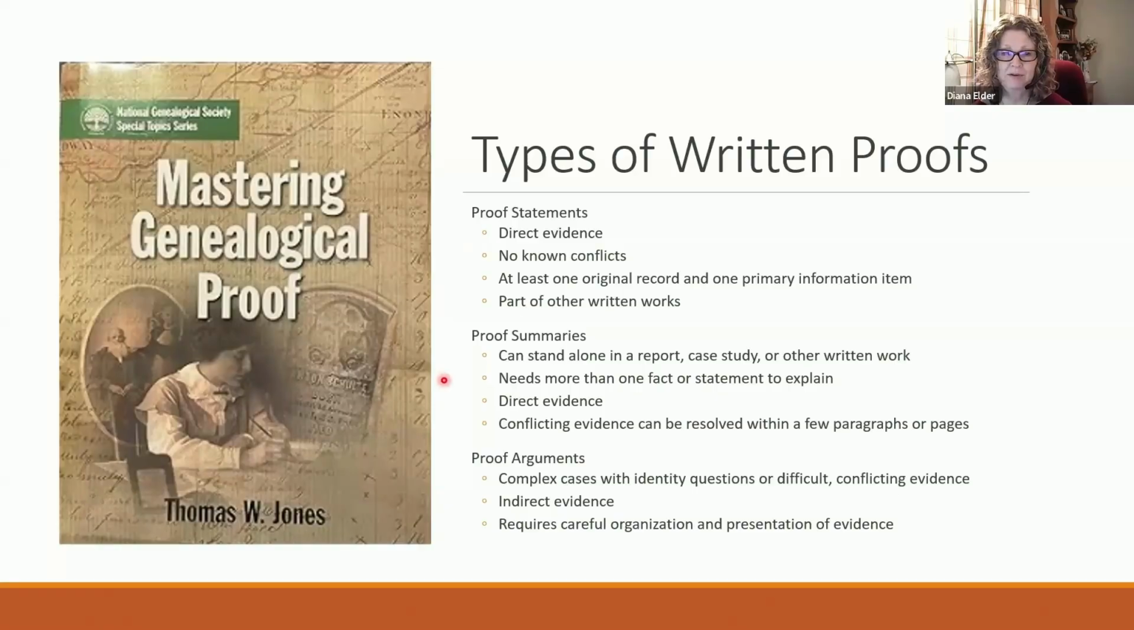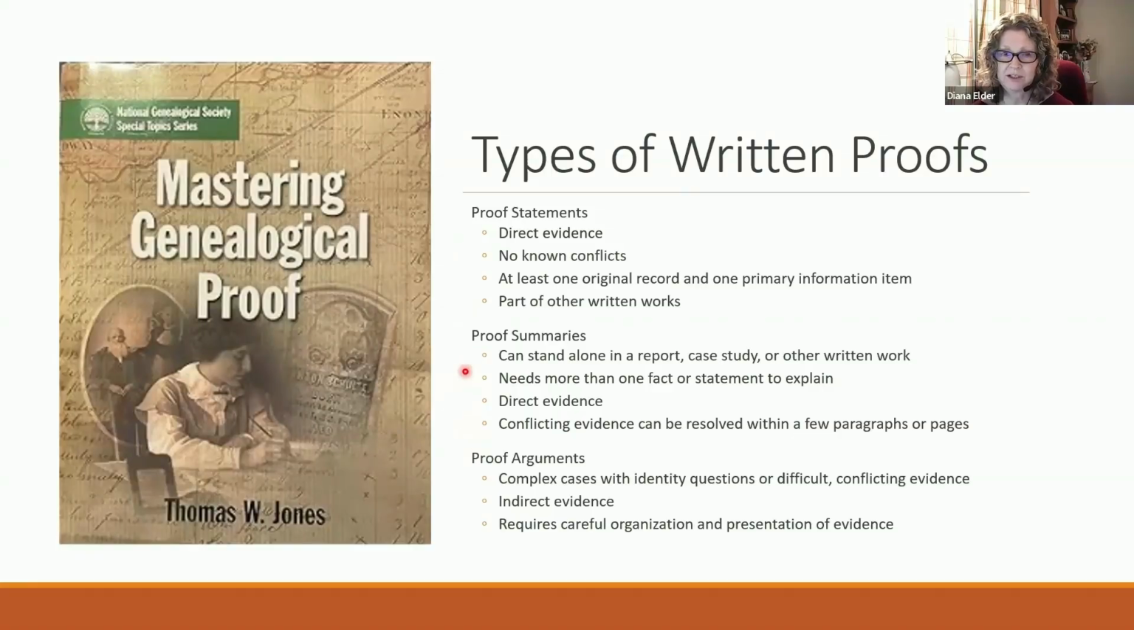But then we might have a proof summary where we need to add a little bit more. We can't just make one statement. We've got to add more evidence to it. Again, it is direct evidence, and this is something that could be in a report, it could be in a case study or any other written work, and it can stand alone. Your proof statement has to be included with something else. And then if you do have some conflicting evidence, you can resolve it with just a few paragraphs or pages. So you can figure this out.